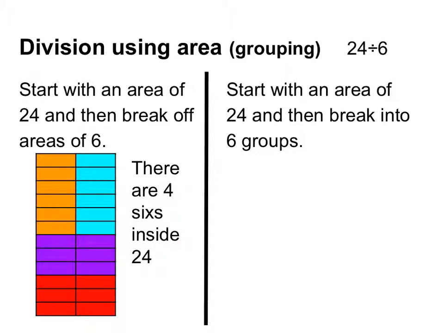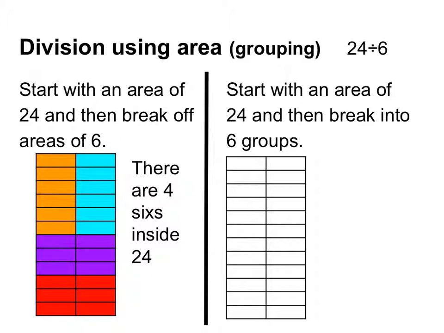Now another way to think of area is to again start with the 24, but now instead of taking areas of 6, we're going to break it into 6 different groups. So I chose 6 different colors. So one group is going to be green. So I'm going to give that piece to the green group, that piece to the purple group, that piece to the blue group, that piece to the maroon group, that piece to the yellow group, and that piece to the gray group. So far, each of my 6 groups has 1 piece.